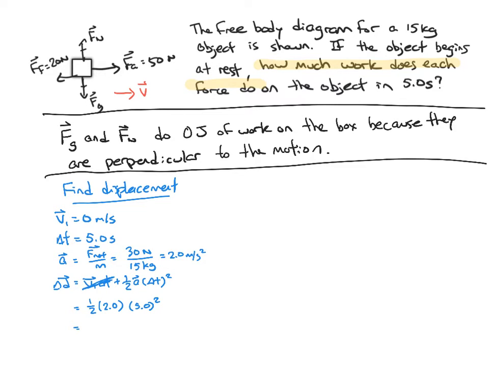And the 1/2 times 2 works out nicely. That just equals 1. And multiply that by 5 squared, and that gives you 25 meters. So that's the displacement. It's to the right.